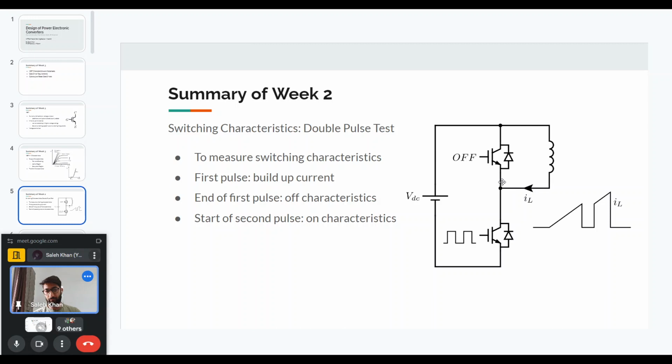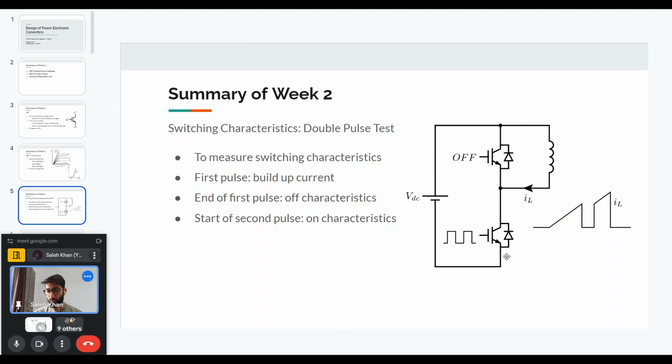So as it freewheels, after some time, and we assume that the current will not drop too much, because as it freewheels, the voltage across the inductor will ideally be zero, but there will be a small voltage drop in the diode, and that is the only voltage that will come across the inductor. And then after some time, we will give a second pulse to the device under test.